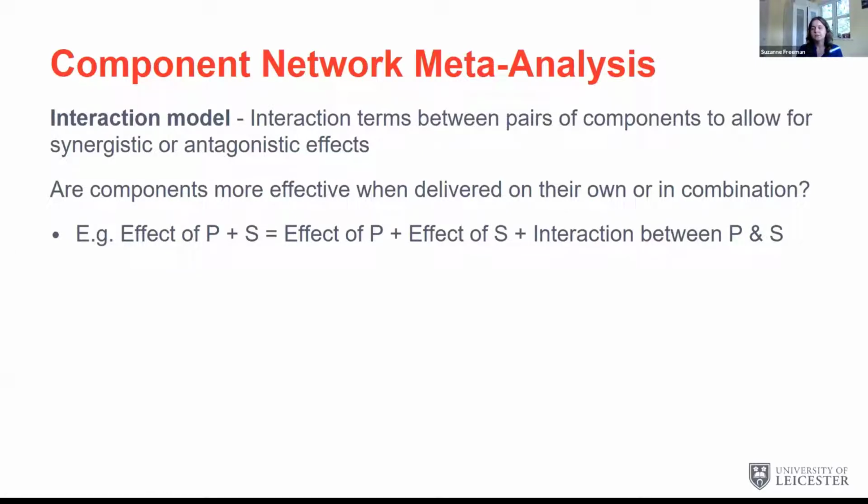Now, if that interaction term was equal to 0, then that's good evidence that the additive effects assumption is appropriate for this network, and this interaction model basically reduces down to being an additive effects model. If the interaction term is less than 0, then this gives us some evidence that there is an antagonistic effect of giving these two components together. And if the interaction term is greater than 0, then we have evidence of a synergistic effect of giving these components in combination.